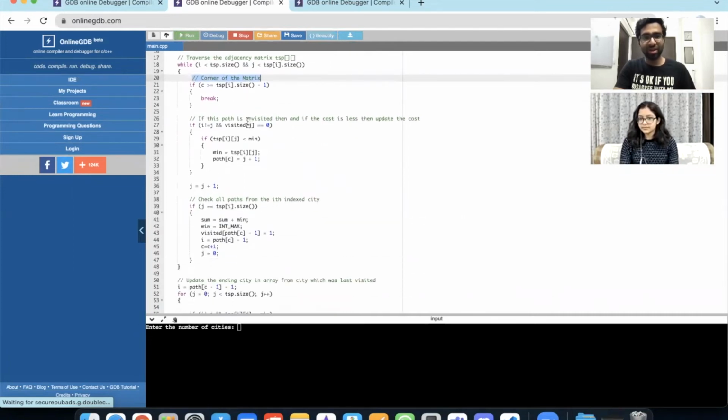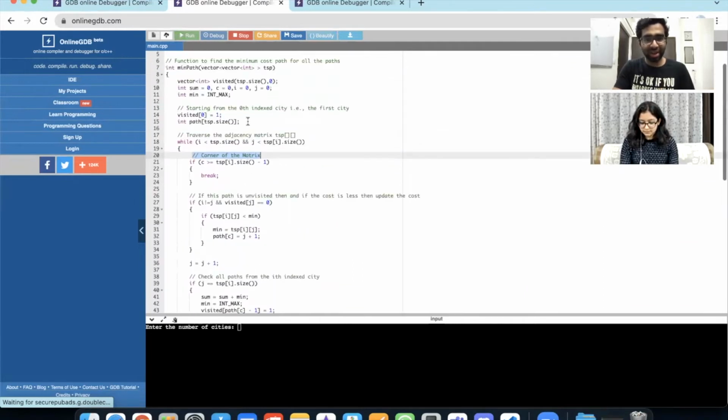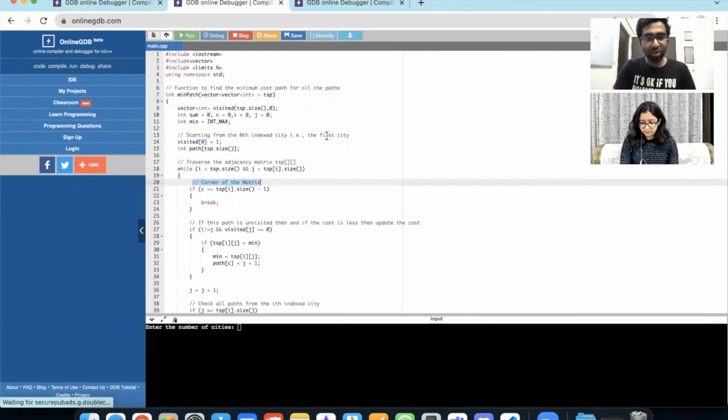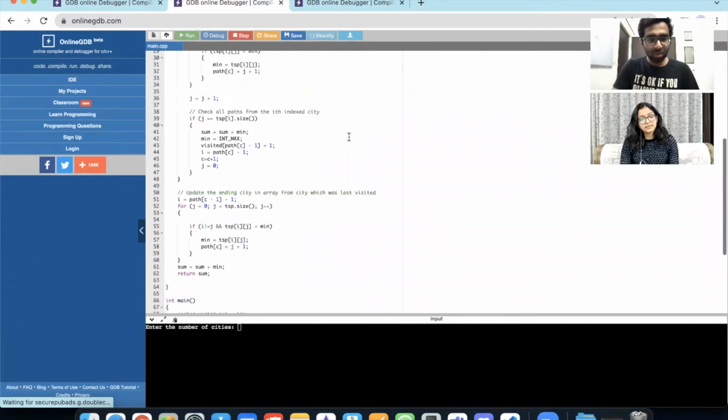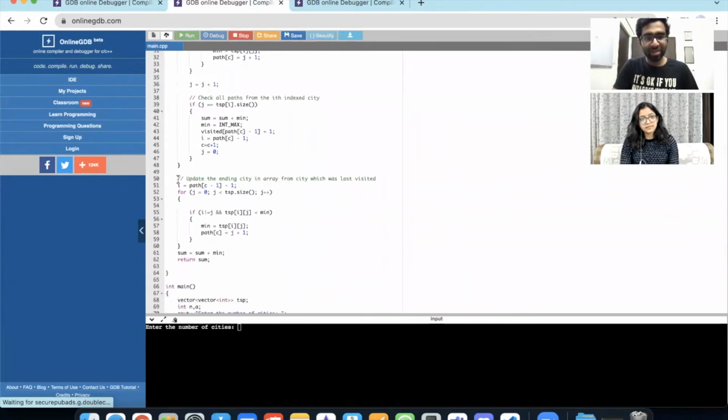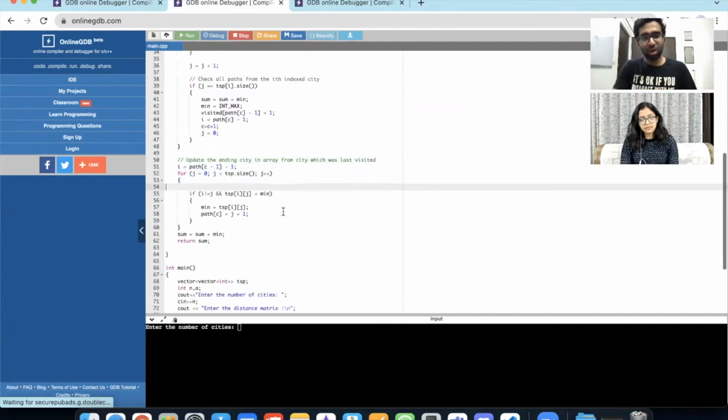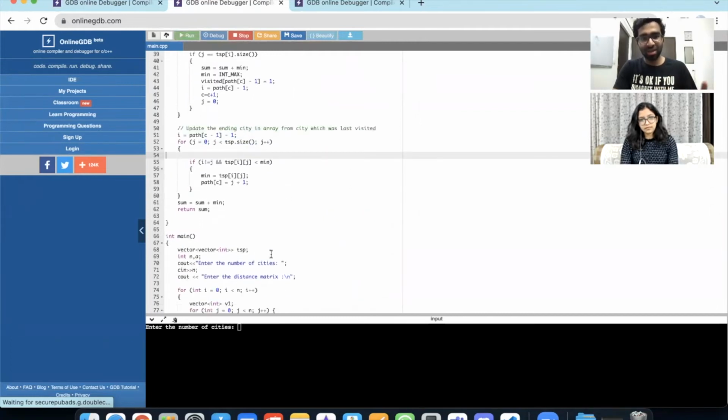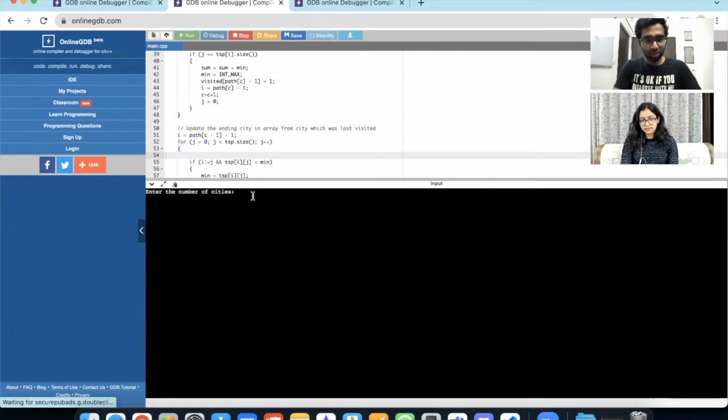First of all, we have started from the city 0, as stated here. Okay, it's the 0th index city, and we have taken that as our first city, and we have run the code in that way. Okay, then we have also updated the cities as we found that some distance was shorter. We have also updated the path, and that is what we have tried to do here. I'll also run the code to show that to you here.